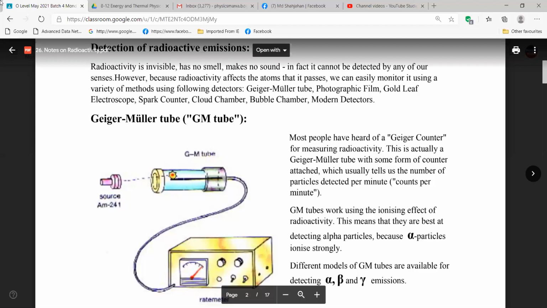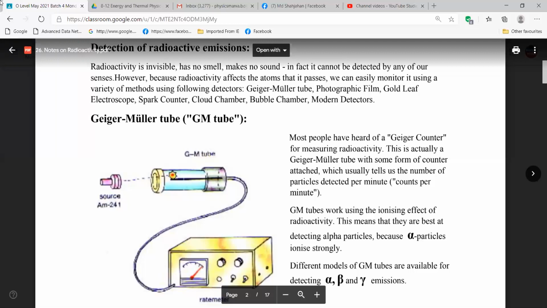Radioactivity is invisible, has no smell, makes no sound. In fact, it cannot be detected by any of our senses. However, because radioactivity is ionizing, we can measure it using a variety of methods, using the following detectors.